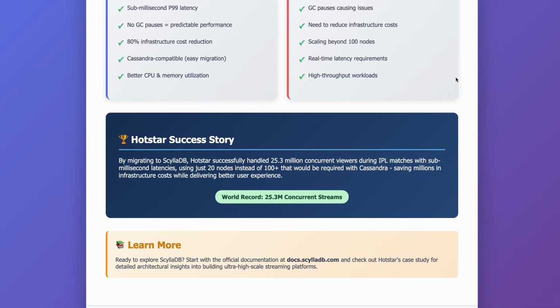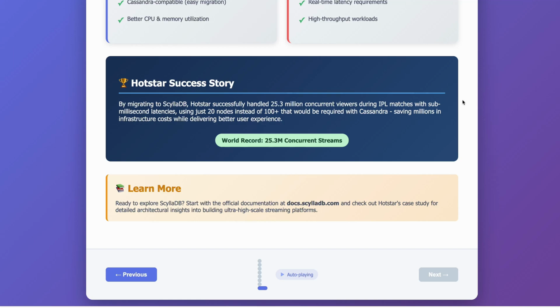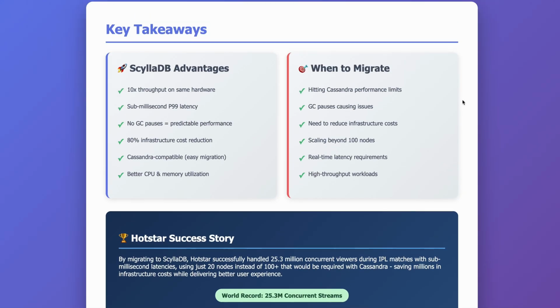ScyllaDB's advantages are clear. You get 10 times throughput on the same hardware. Sub-millisecond P99 latency. No garbage collection pauses means predictable performance. 80% infrastructure cost reduction. It's Cassandra compatible, making migration easy. And you get better CPU and memory utilization.